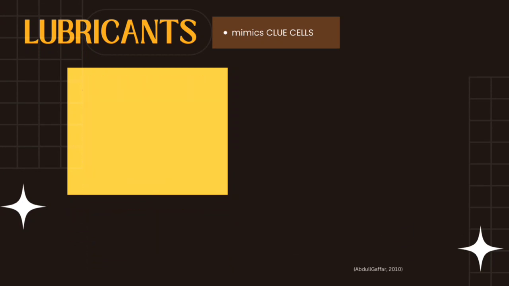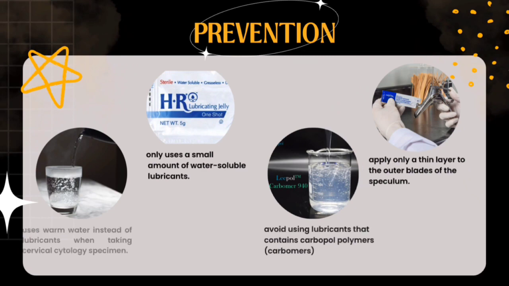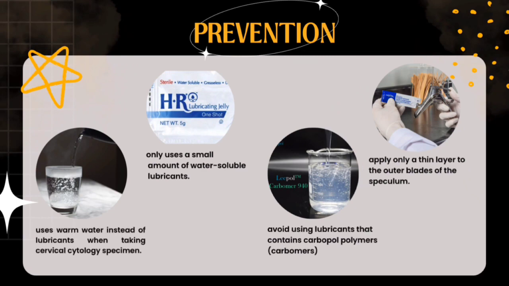On the other hand, clue cells are seen as squamous epithelial cells with a large number of coccobacilli organisms densely attached in clusters to their surfaces, giving them a granular appearance. So how do we prevent lubricants from contaminating the smear?